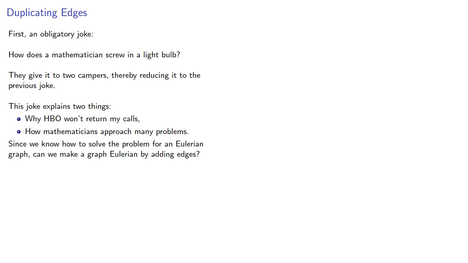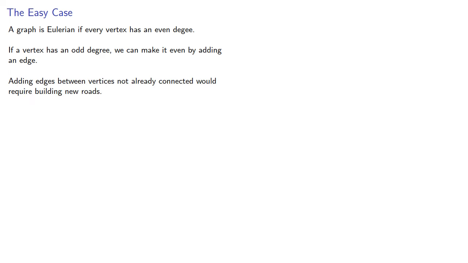Since we know how to solve the problem for an Eulerian graph, can we make a graph Eulerian by adding edges? Remember, a graph is Eulerian if every vertex has an even degree. If a vertex has an odd degree, we can make it even by adding an edge. Adding edges between vertices not already connected would require building new roads, so we need to duplicate an existing edge.